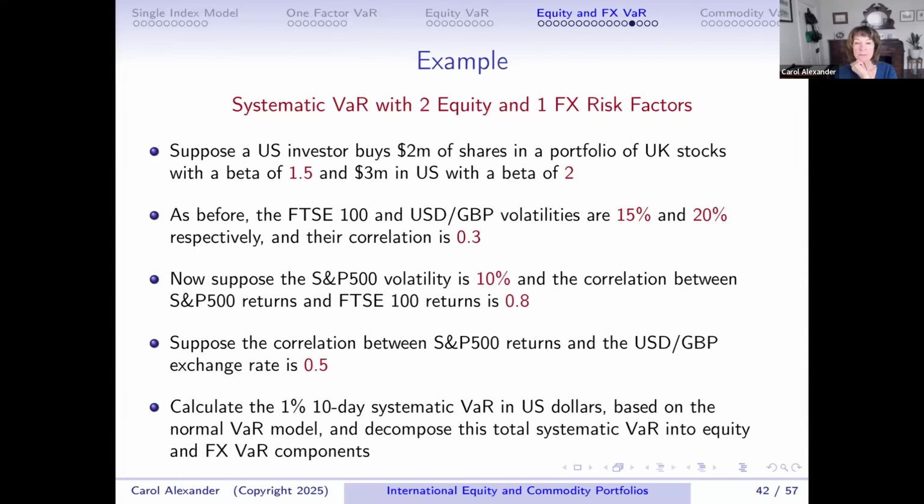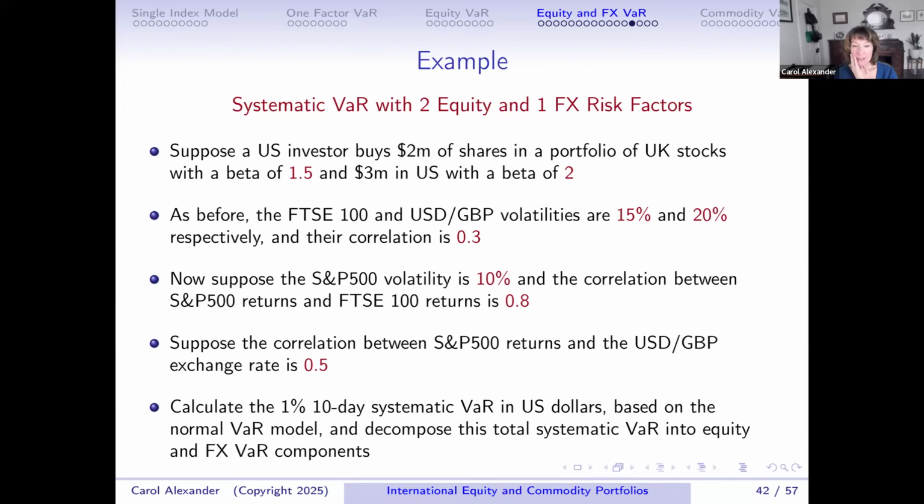These are ignored here. So here's an example. Suppose a US investor buys 2 million of shares in a portfolio of UK stocks with a beta of 1.5 and 3 million in US stocks with a beta of 2. I've put these in red so you can see where they are on the Excel spreadsheet. I'm not going to do this by hand. It's too difficult. Well, it's not too difficult. It'll just take a long time and it's much quicker in Excel.